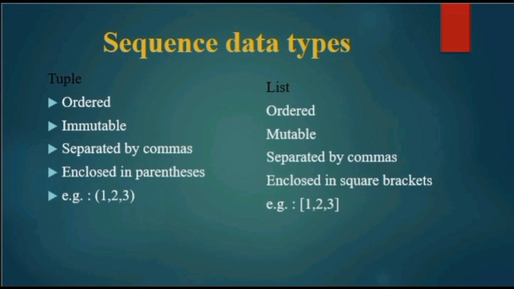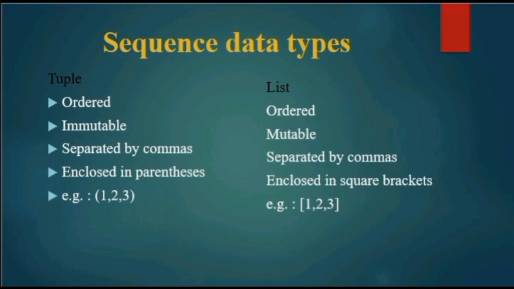On the other hand, a list is mutable, meaning you can change it after it's created. You can add new items, delete existing ones, or update values inside it. Lists are written using square brackets, like you can see on the screen. For example, 1, 2, 3 enclosed in square brackets, with the items also separated by commas.